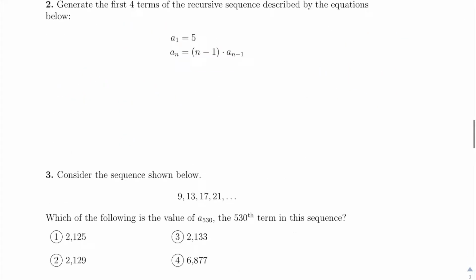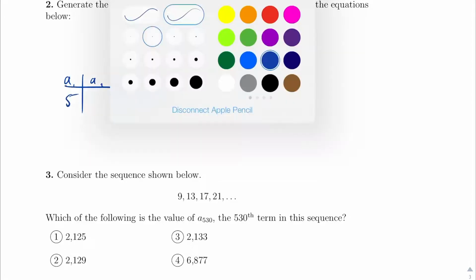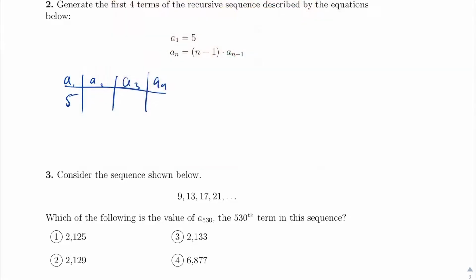Generate the first four terms of the recursive sequence described by the equations below. Same problem, a little more challenging this time. A1 is 5. Now we do the exact same thing. To get a sub 2, we plug in 2 for all of the n's. So a2 is equal to 2 minus 1 times a sub 2 minus 1. a2 is equal to 1 times a sub 1, which is 1 times 5.